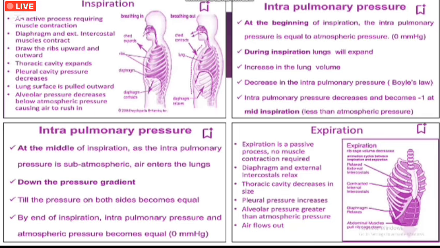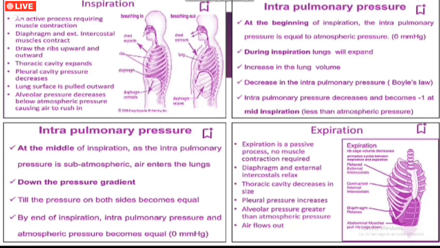So the intrapleural pressure will do what? Increase, right? During expiration. What is the value for intrapleural pressure? -4 millimeters of mercury, right?